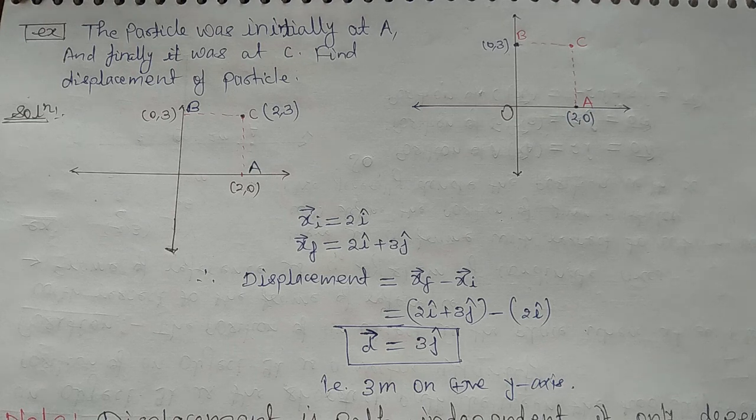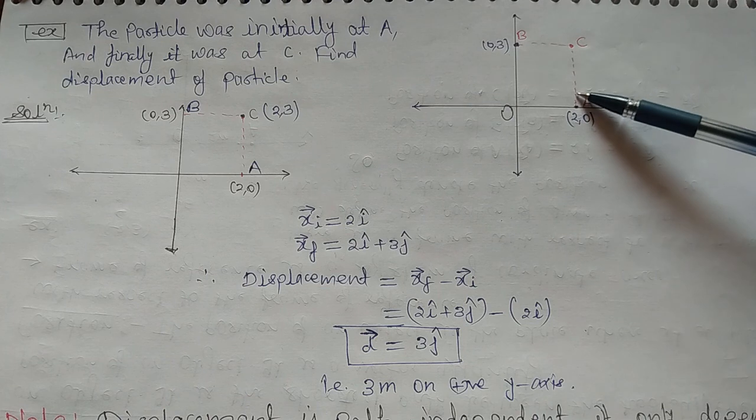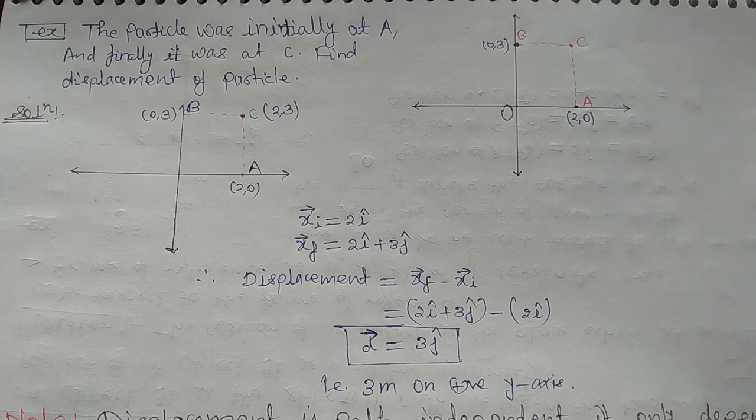Hello everybody, this is Numericals, and in this lecture we are going to discuss some more examples on displacement. The question is: the particle was initially at A and finally it was at C, then find the displacement of the particle. The coordinate of A is given as 2, 0, and finally it goes to C.